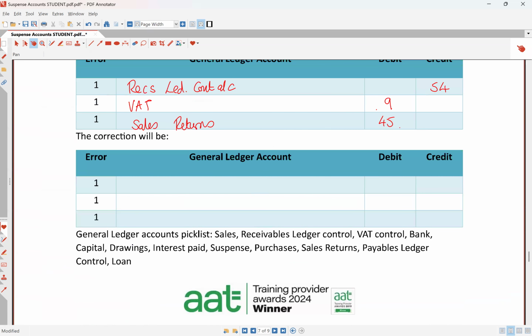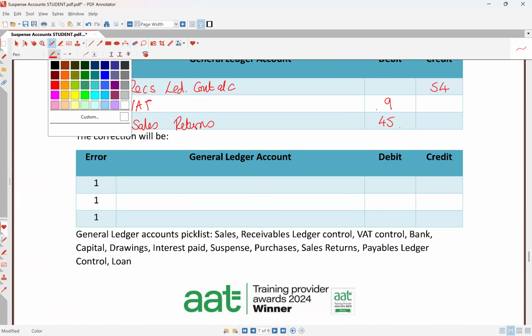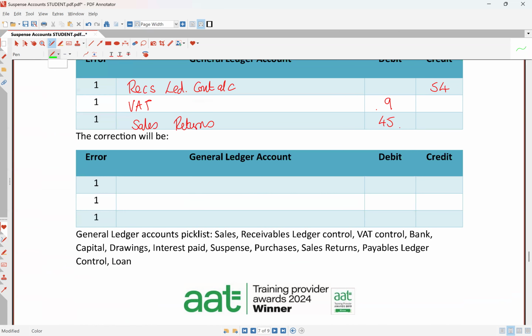So my correction, let's just write that out. Let's go green because we're right. Green for go. There we go. Receivables ledger control account is going to be credited with 108. Debit my VAT with 18. And debit my sales returns with 90.